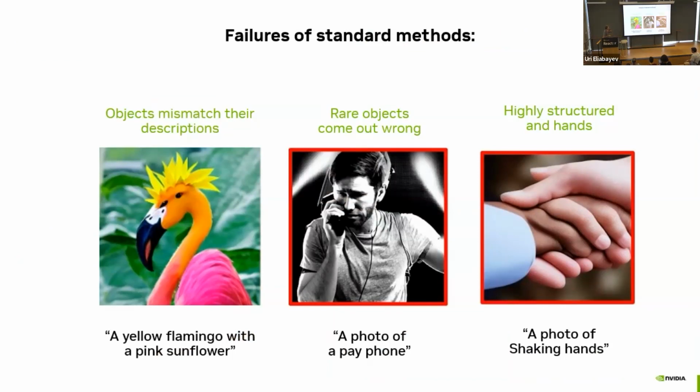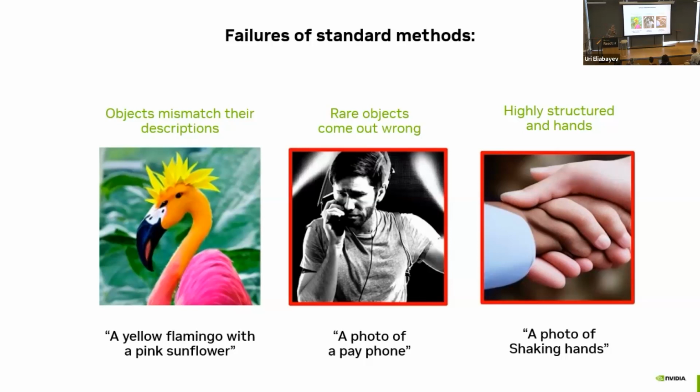One issue is that on the left, let's say you tell the model, give me a yellow flamingo with a pink sunflower. These diffusion models, they don't parse correctly this matching between the noun and the attributes. So they just treat it kind of as a bag of words. And flamingo tends to be pink, so they make the flamingo pink and the sunflower yellow instead of the other way around, right? So this is the incorrect colors for a yellow flamingo.